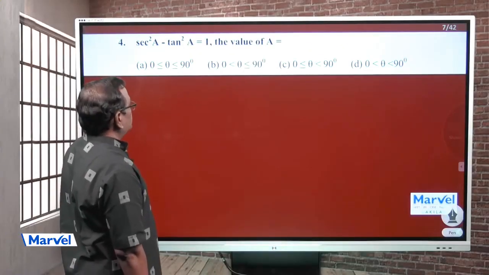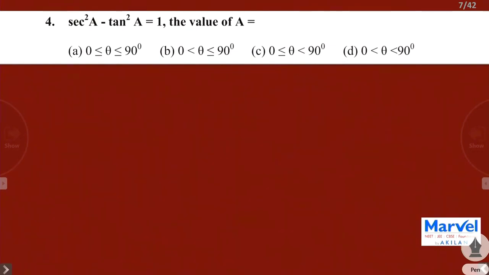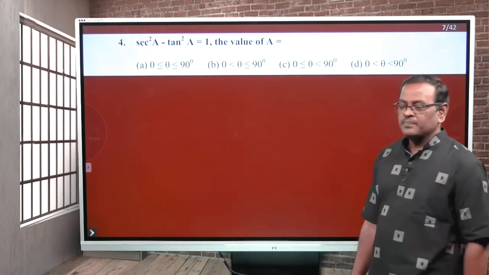If cosecant square A minus tan square A equals 1, then what is the range of A? Four options are given: 0 less than or equal to theta less than or equal to 90, 0 less than theta less than or equal to 90, 0 less than or equal to theta less than 90, and 0 less than theta less than 90. The correct answer is option C.